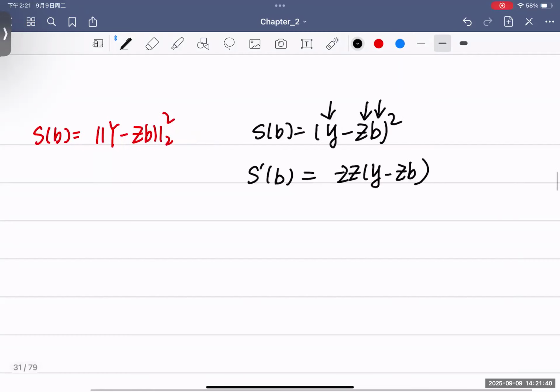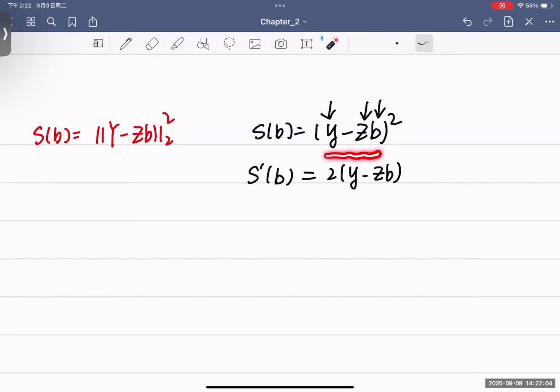So how do we do that? We first treat this term as a whole term, and just use the chain rule. First we take this whole term as a whole body, so we obtain 2(y minus zb). In the second step, we take the derivative of y minus zb with respect to the b part, so we obtain negative z. Eventually we obtain 2 times negative z times (y minus zb).